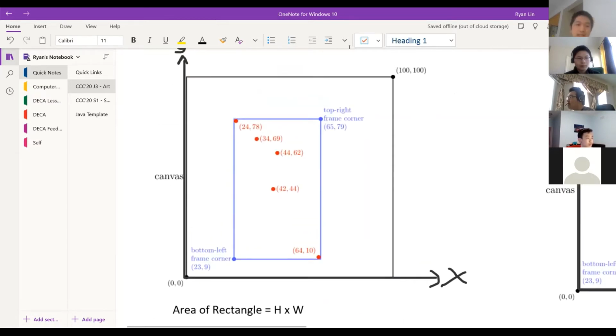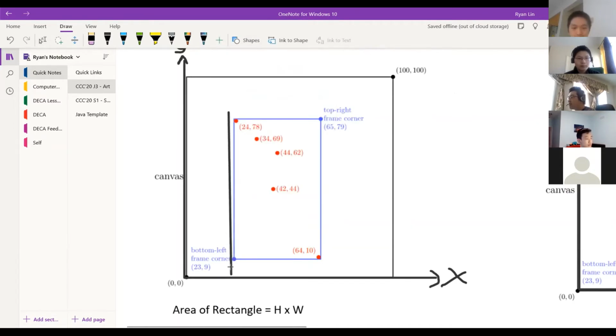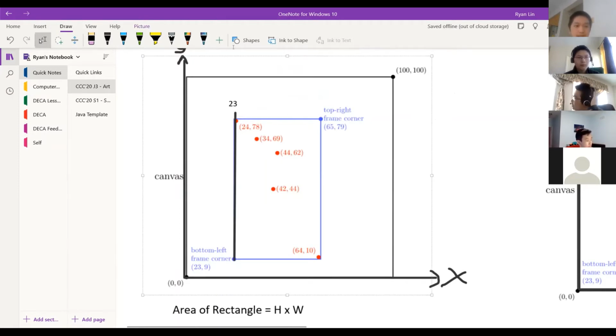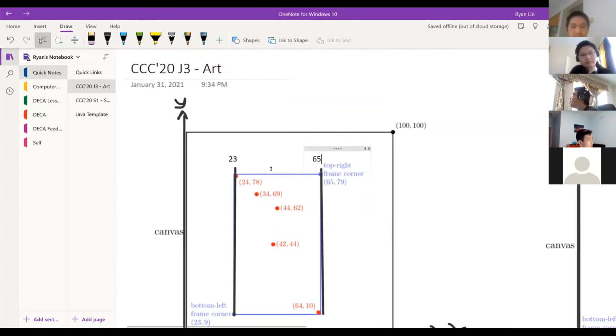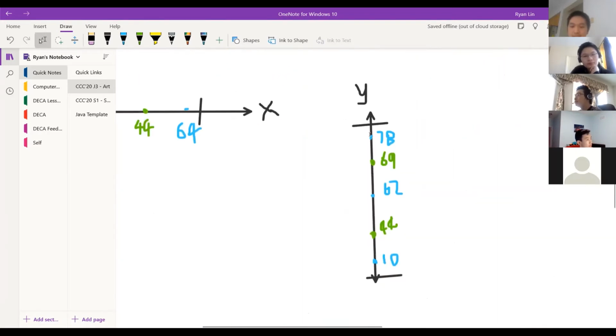So now we know that, let me see if I can draw some shapes. Now that we know that the left side of the rectangle is going to be at, this side of the rectangle is going to be at 23, right? And we know that this side of the rectangle, can't draw. This side of the rectangle is going to be at 65, right? Awesome, we already figured out two dimensions. Let's look at the other dimension, right? Let's look at the y side.